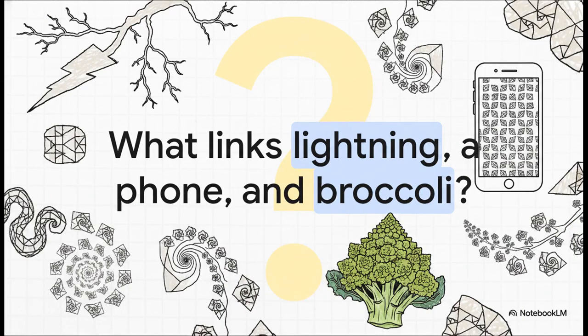Think about this for a second. What do a lightning bolt, a modern smartphone, and a head of Romanesco broccoli all have in common? On the surface, absolutely nothing, right? One is a raw, explosive force of nature, one is a pinnacle of human engineering, and the other, well, it's a highly structured vegetable. But here is the wild part. They all rely on the exact same hidden geometric blueprint. It sounds a bit like science fiction, I know, but we're going to crack this mystery wide open together.